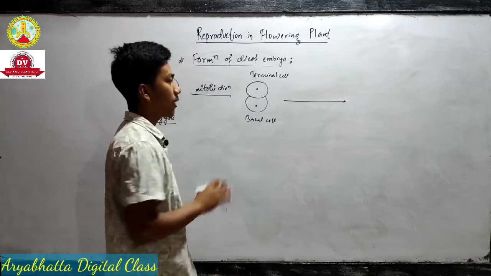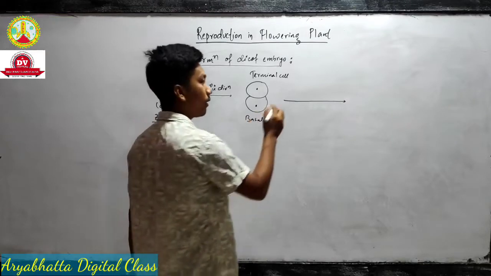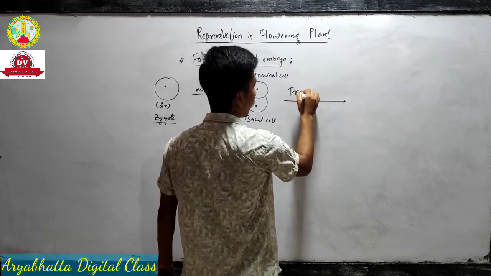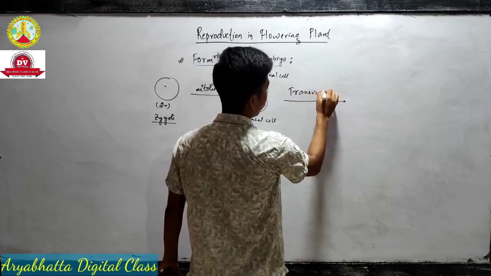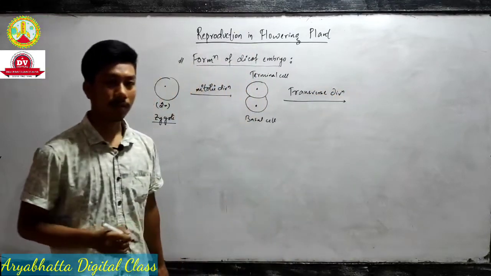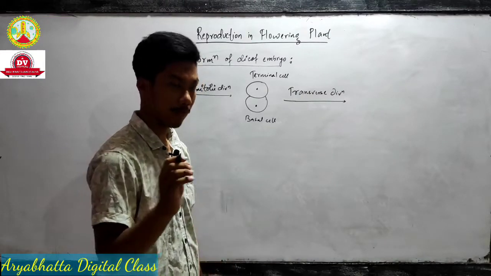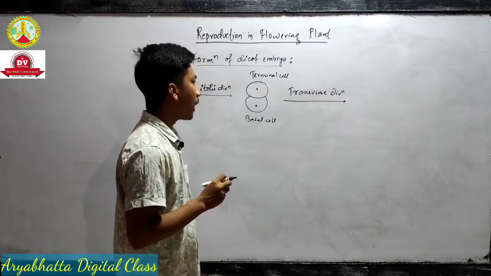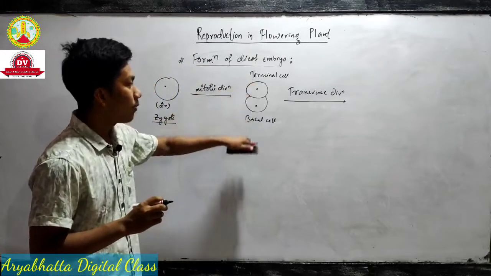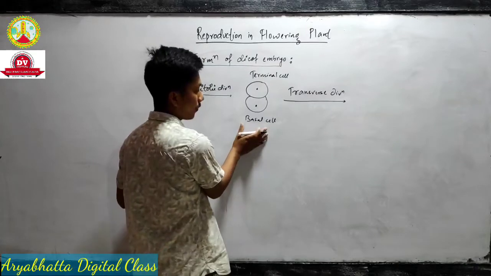So again those two cells will undergo further division. That division is known as transverse division. It is mitotic division only. The name is transverse division. So those two cells will undergo transverse division. Okay. The lower cell, first what happened?